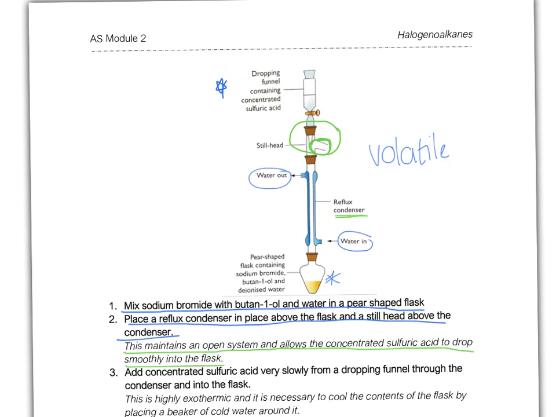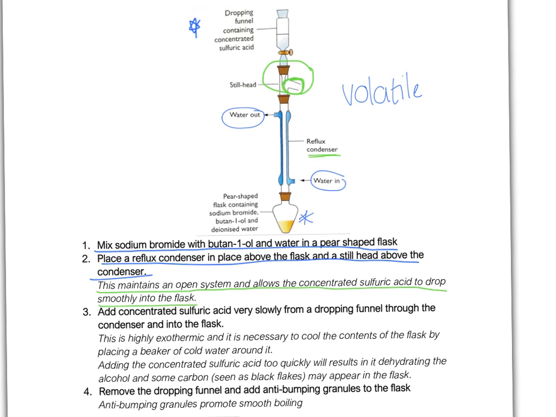Okay, and then our dropping funnel is at the top, and that allows us to add the concentrated sulfuric acid slowly. And that is step number 3. You can see that here, that we want to add our sulfuric acid very, very slowly, drop-wise, through the dropping funnel. But why do we want to do that? Why can't we just put it straight into the pear-shaped flask along with our other 2 reactants? Well, the reason is there underneath step number 3.